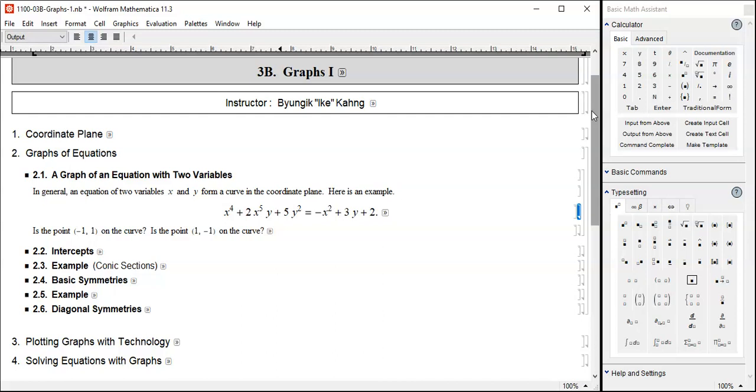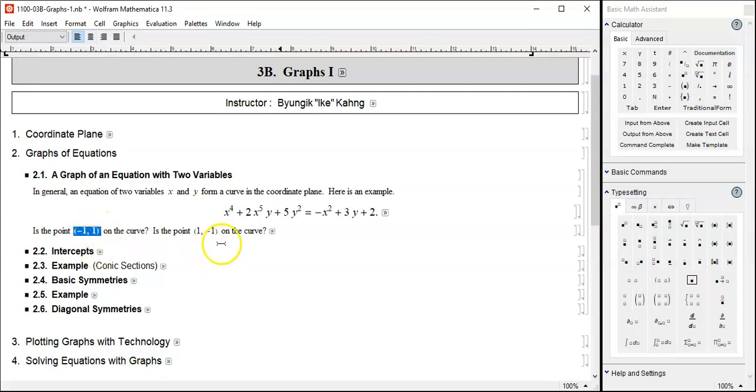Is the point -1, 1 on the curve, which I just highlighted in blue? Second question, is the point 1, -1 on the curve? How do we check? As a matter of fact, what does this equation tell us?